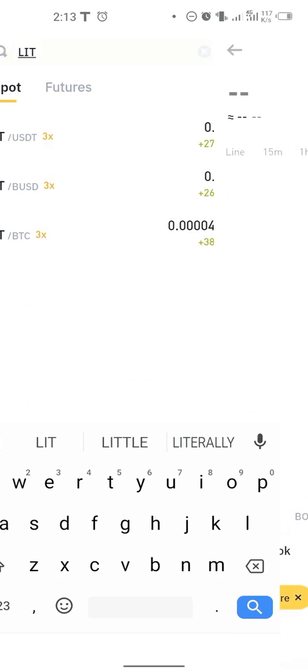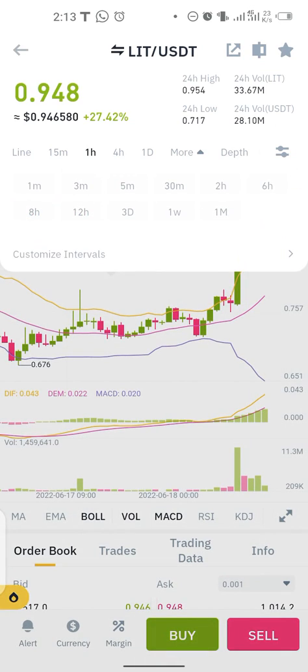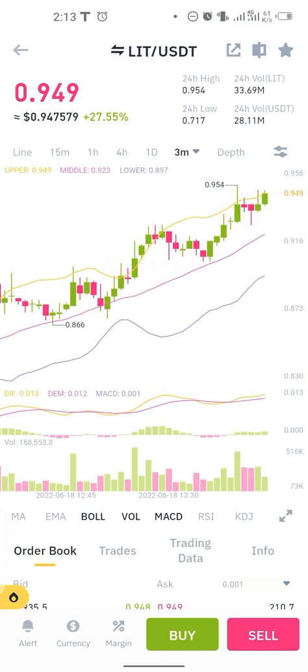All right, this is Litecoin. Should I get out of this coin? Ladies and gentlemen, look at it very clearly. It's still moving up in the 15 minutes. Let's look at shorter time frames, maybe 3 minutes. It's still moving up. You see, the orange line is above the purple line, still moving up.